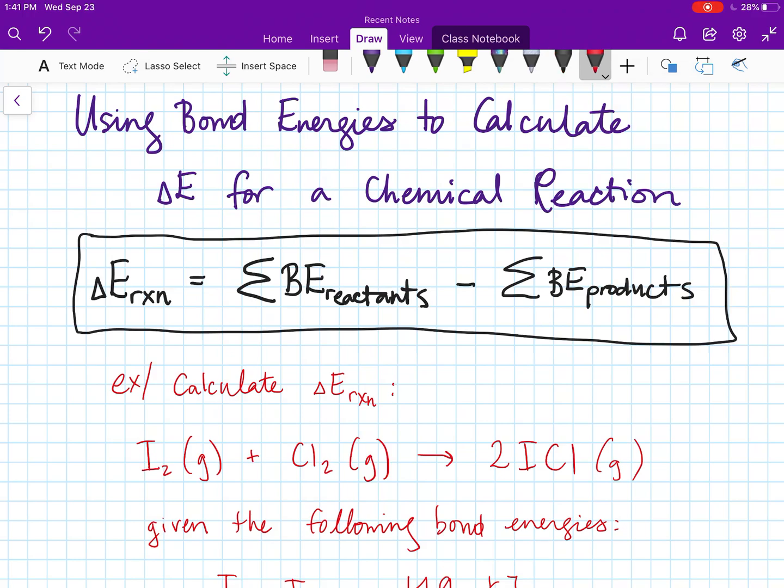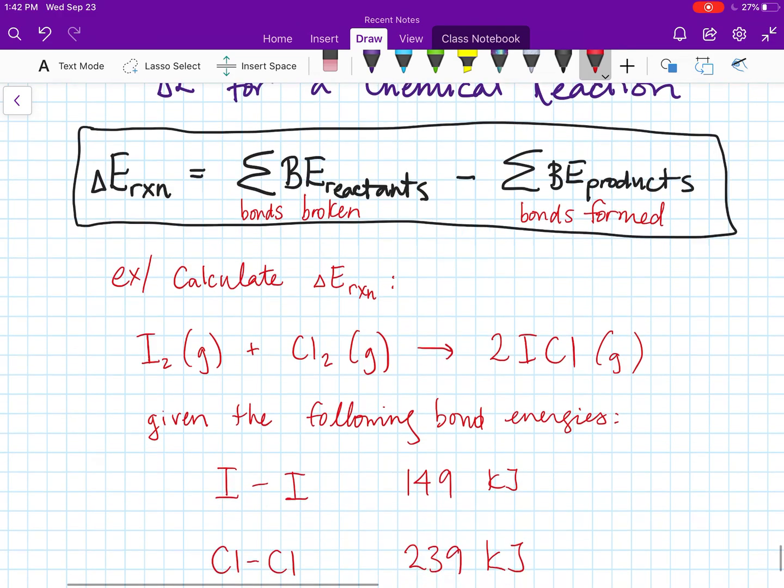So basically, what this equation is telling us is that we have to add up all of the energies for the bonds that are broken and then subtract from that the sum of all the energies of the bonds that are formed. So remember, it requires energy to break bonds, and forming bonds releases energy. So that's why we are subtracting the bonds formed. We're taking those values and putting a negative in front of them, essentially.